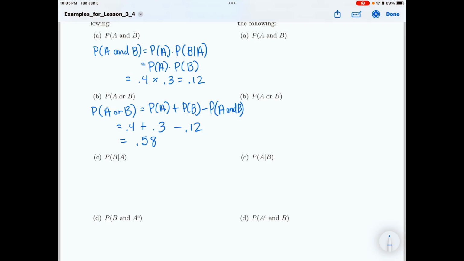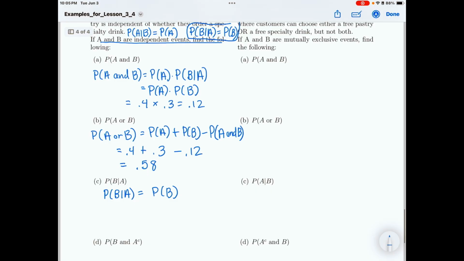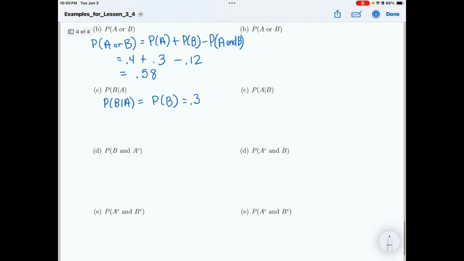For part C, we need to find the probability of B given A. Now, under other circumstances, we might have to do some work to figure that out, but because they're independent, I know that the probability of B given A is the same as the probability of B, and I know that that's equivalent to 0.3.